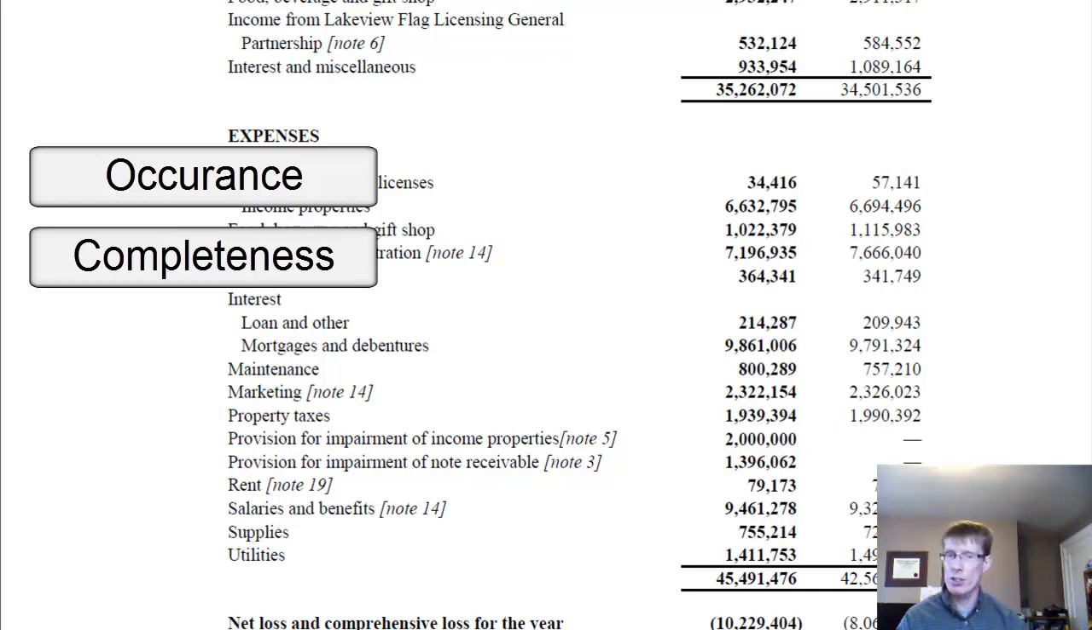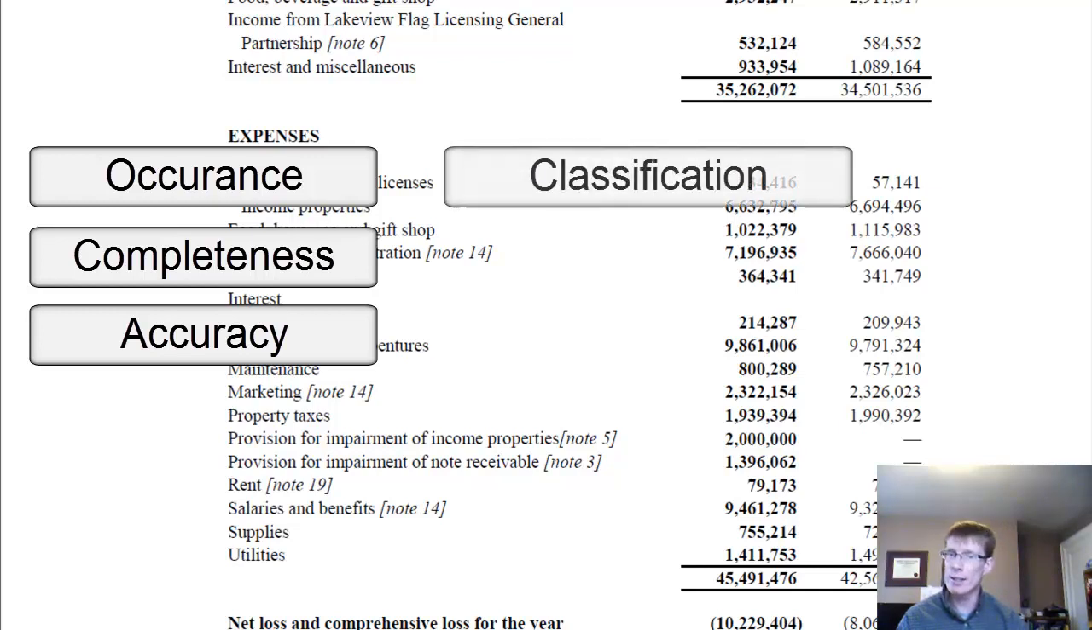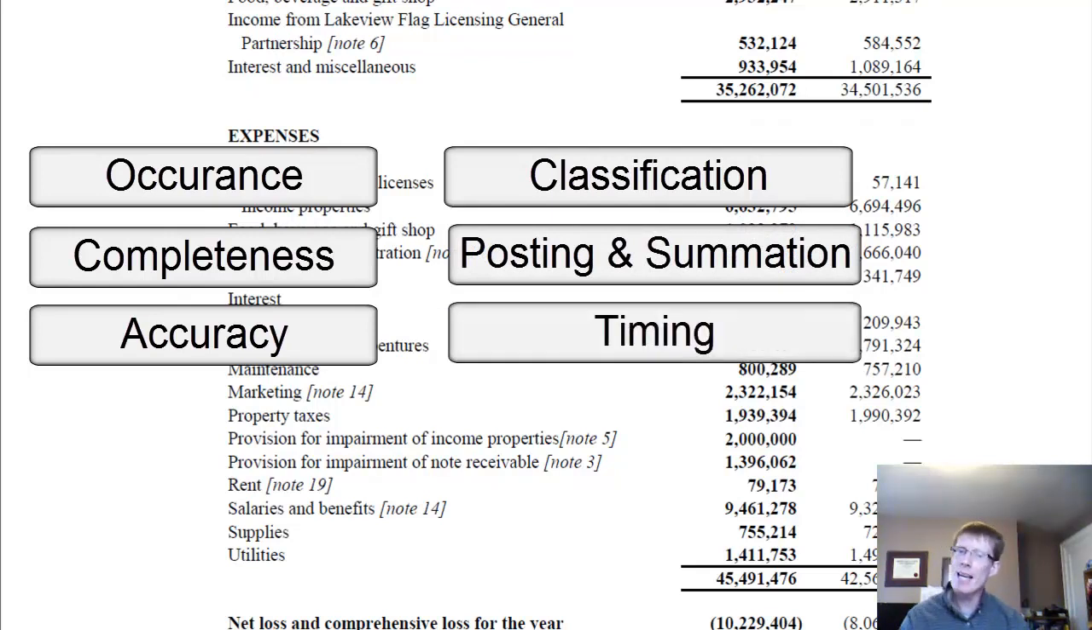We are also concerned with similar measurement assertions. For instance, accuracy: the amounts recorded were calculated correctly. Classification: that is, the transactions have been recorded in the right accounts. And posting and summation, which is really the same thing as the detailed tie-in we spoke of earlier. The allocation assertion is called timing, but don't be fooled, this is the same thing as the cutoff assertion we discussed earlier.